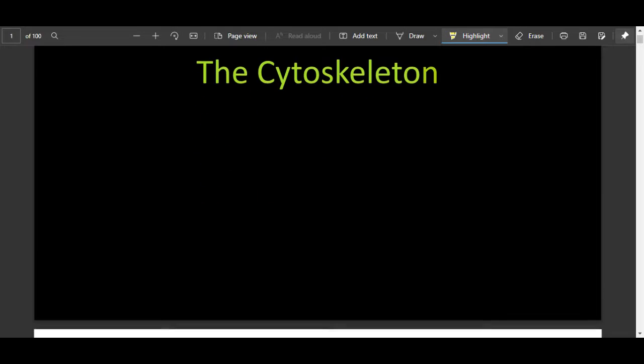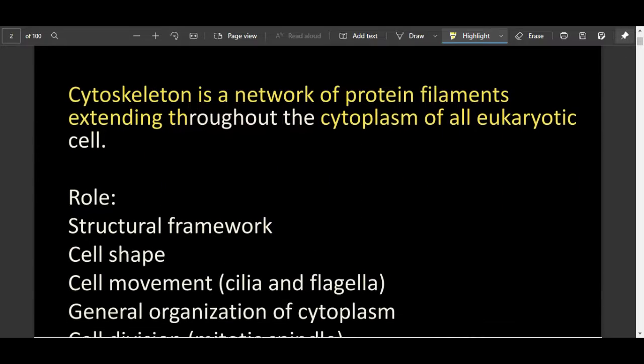The cytoskeleton. The cytoskeleton is a network of protein filaments extending throughout the cytoplasm of all eukaryotic cells. That network of protein filaments is called the cytoskeleton.